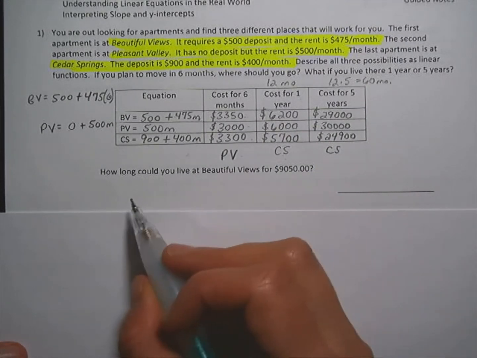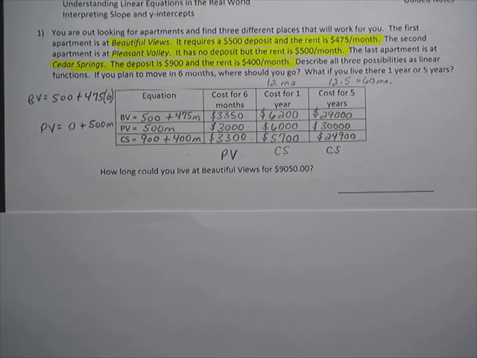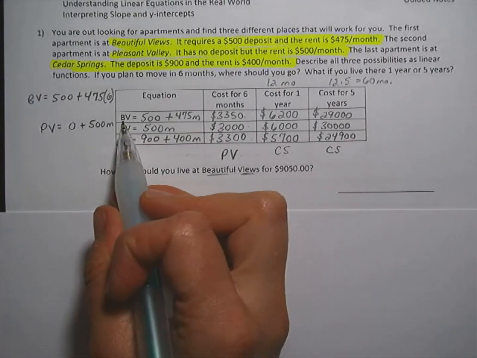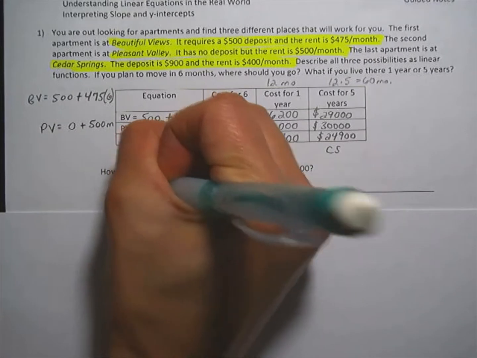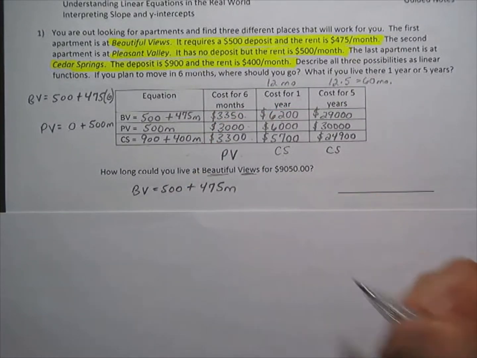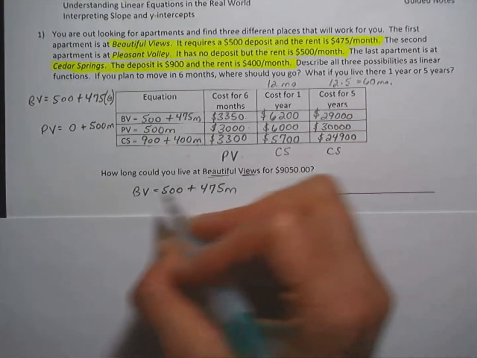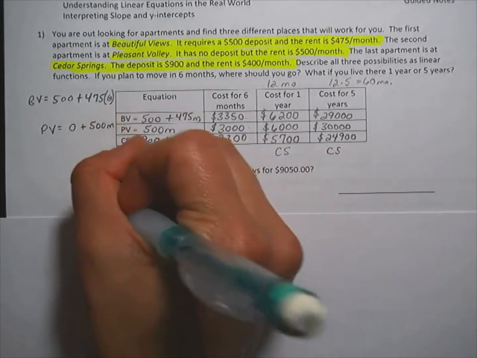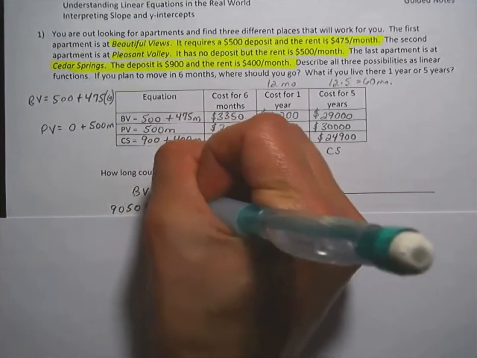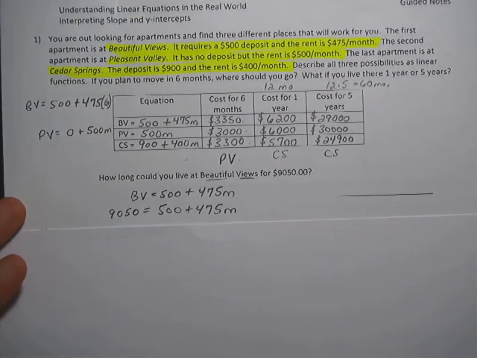All right, so another question they could ask you is, how long could you live at Beautiful Views if you only had $9,050? It's asking about Beautiful Views, so I'm going to take the Beautiful Views equation and copy it down. They want you to act like you only have this much money. If that's all you have and you're trying to stay there as long as you can, that's what you set the equation equal to. So we only have $9,050 to spend on the apartment. How long would I be able to stay at this apartment complex if that's all I had? You set the equation equal to that, and then you solve it.